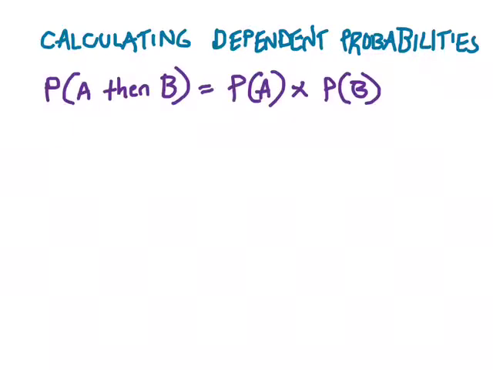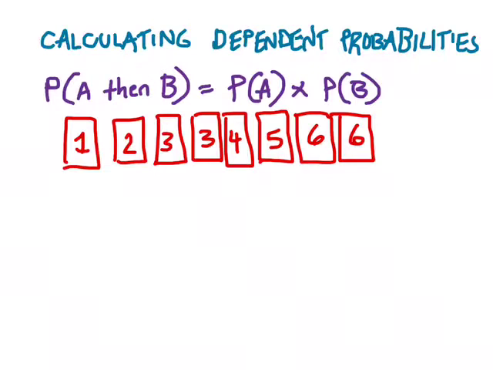And the other thing that's nice is the probability of A then B happening is still going to be equal to the probability of A times the probability of B. So that hasn't changed. The only difference is that as we calculate our different probabilities, we have to account for the changes happening and one being dependent on the other.